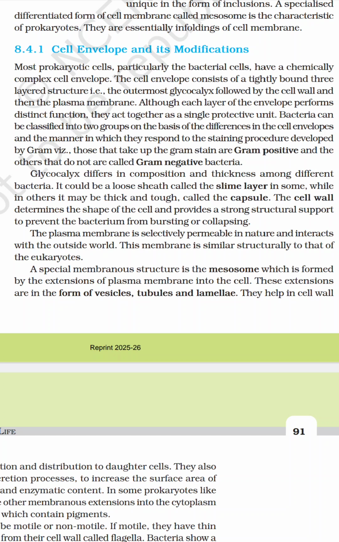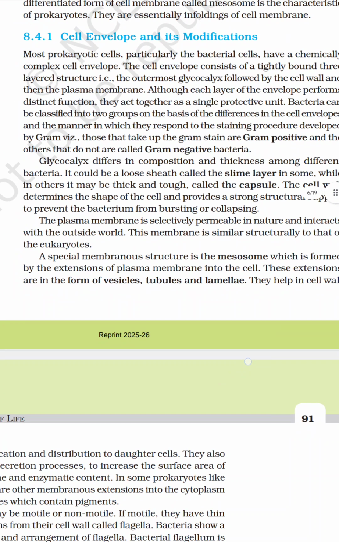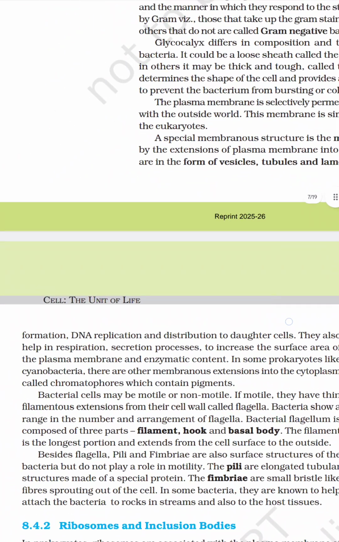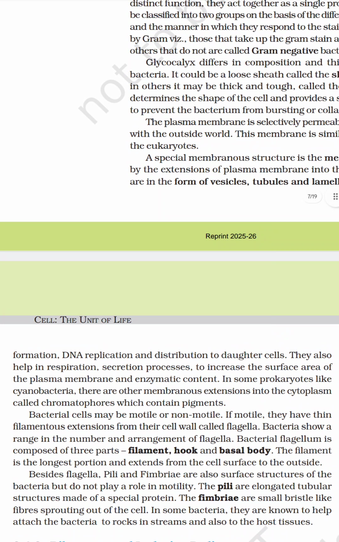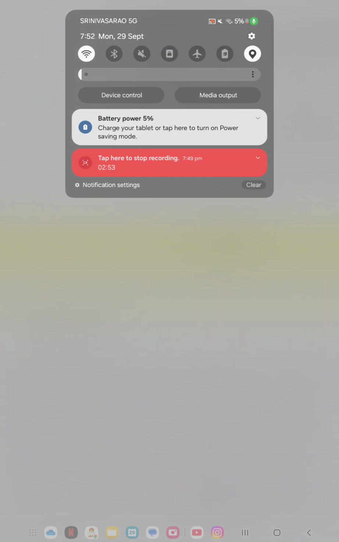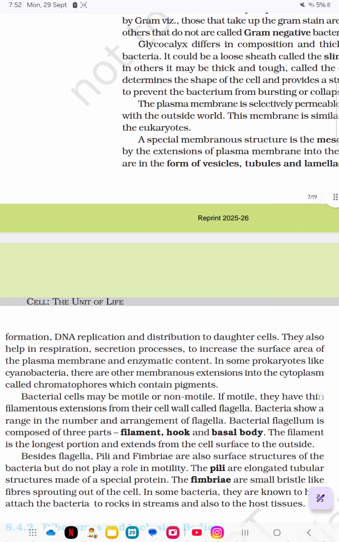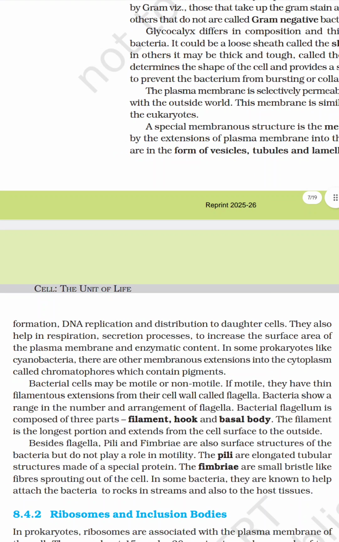A special membrane structure is known as the mesosome. Prokaryotic cells also have this special feature, formed by the extension of the plasma membrane into the cell. These extensions are in the form of vesicles, tubules and lamellae. They help in cell wall formation and DNA replication. They also help in other processes like respiration and secretion, and they increase the surface area of the plasma membrane and enzymatic content.